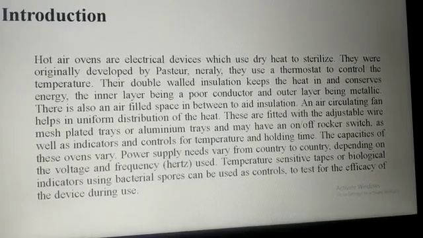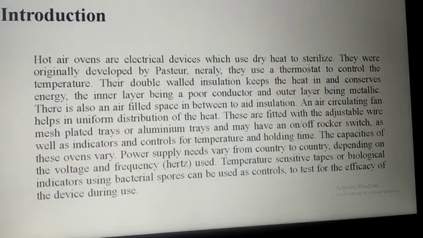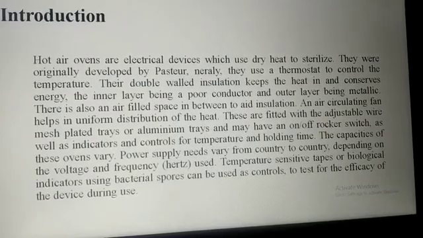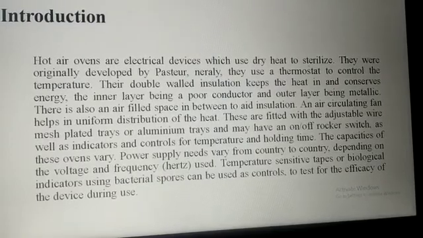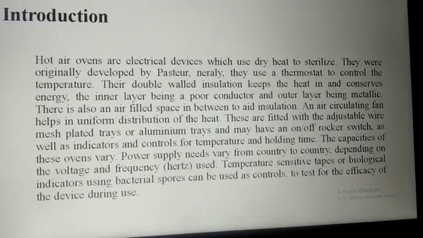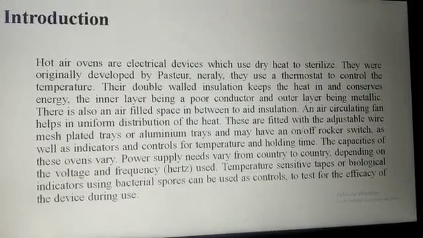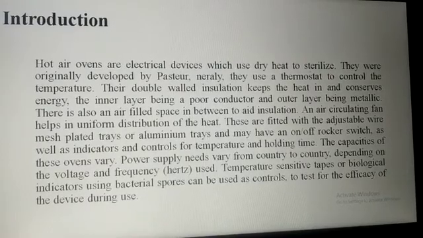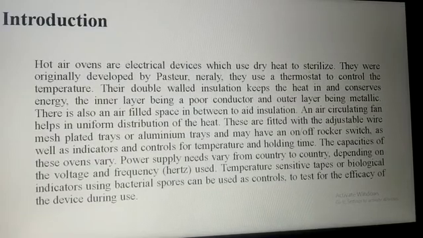An air circulating fan helps in uniform distribution of the heat, and these ovens are fitted with adjustable wire mesh plated trays or aluminum trays, and may have an on or off rocker switch, as well as indicators and controls for temperature and holding time. The capacities of these ovens vary.